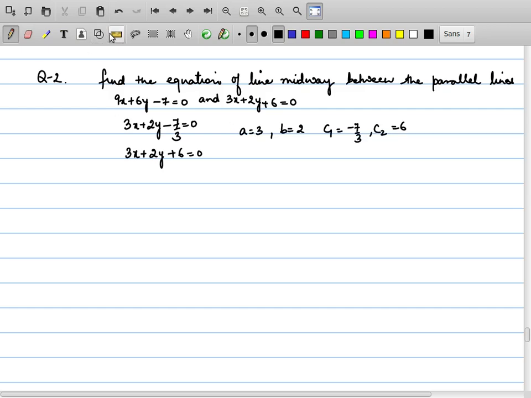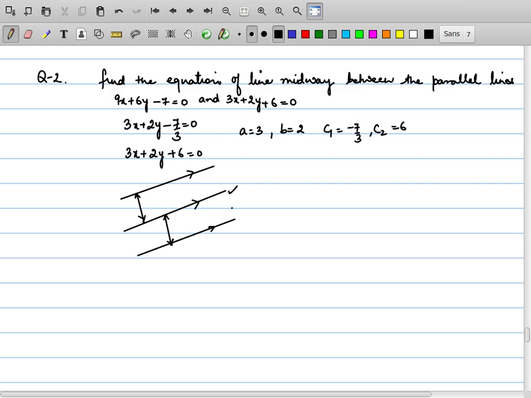Now these are two parallel lines, and we want a line which is midway between the two. Midway means exactly in the middle of the two. That is, the distance between these two lines and these two lines is exactly the same, and this line is also parallel to the given two lines. So this distance and this distance are equal because this line is midway between the two and is parallel to the given lines.